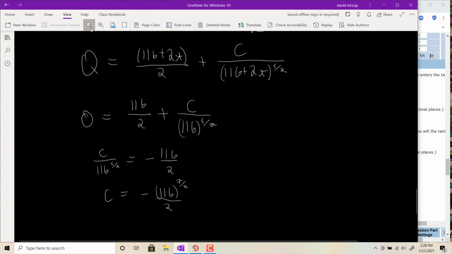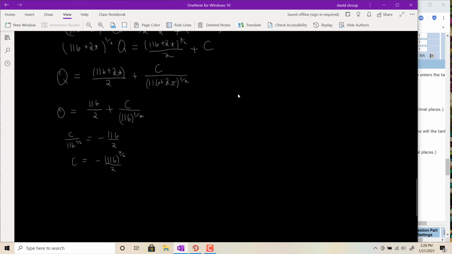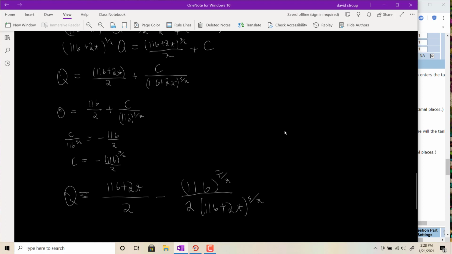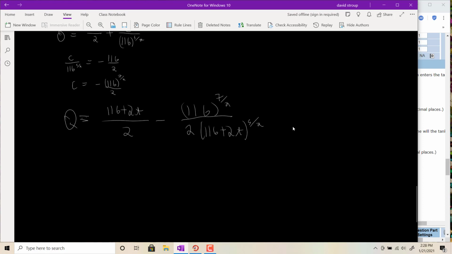Let me zoom out a little to make that possible. And we're looking at Q equaling (116 plus 2t) over 2 minus 116 to the 7/2 all over 2 times (116 plus 2t) to the 5/2. And then we want to know how much concentrate is in there after 58 minutes. So you just plug in 58 wherever you see a t, and hopefully that'll be the solution.